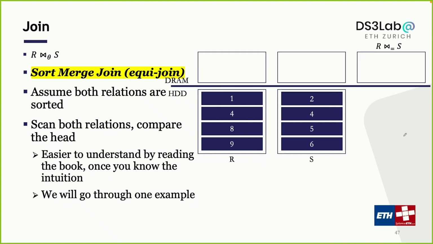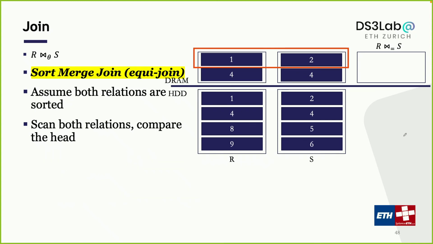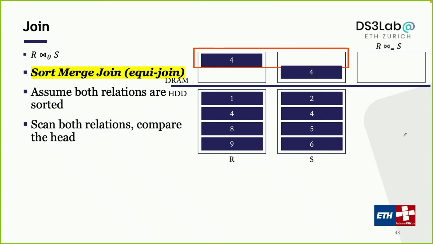In this case, assuming R is sorted and S is sorted, you can just bring the first page of R into the buffer, bring the first page of S into the buffer, and you check. For the first tuples, 1 and 2, they are not equal. They don't match. Then you move on, and you throw the 1 away. Then you check 4. There's no match. You throw the 2 away. You keep doing this until you find a match.